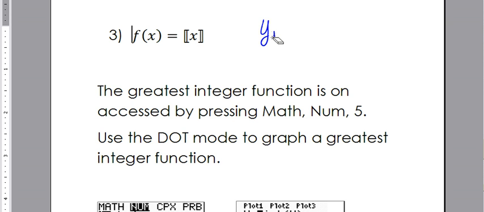Oops. Sorry about this. Oh, well, guess I'm not going to press my y equals key. You would press your y equals key. There it goes. Delayed.